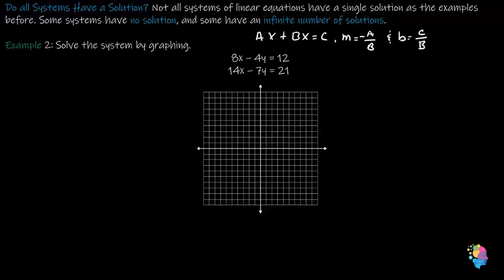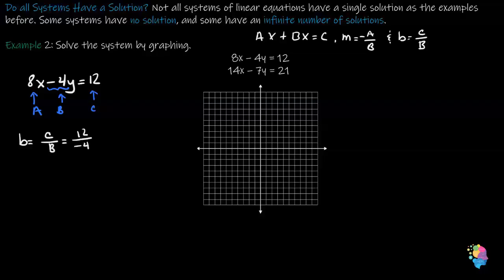So let's bring down our first equation. Our A is 8. Our B is minus 4. And our C is 12. Let's find the y-intercept by dividing c over b, and that is 12 over negative 4. So 12 divided by 4 is 3, and the different signs will make that negative 3. So that is my y-intercept. I'm going to plot it on the y-axis.